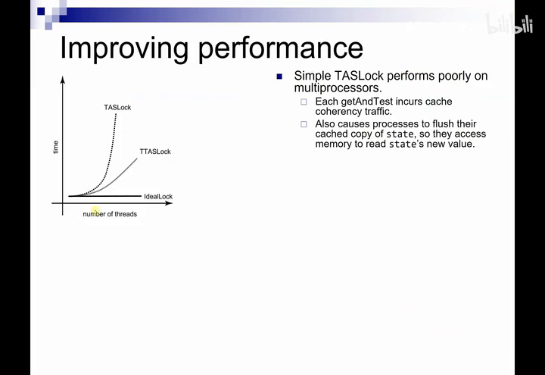So they send a huge amount of cache coherency messages. In fact, the more threads you have, and here's a plot of the situation, the more cache coherency messages they send, and the slower this algorithm becomes.